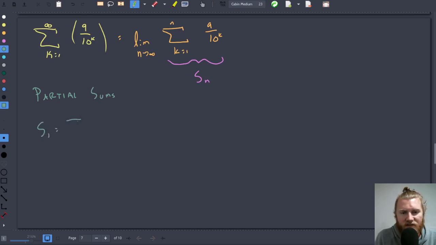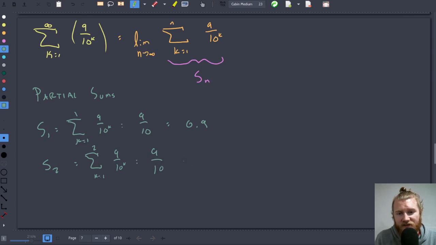S sub 1 is the sum from k equals 1 up to 1 of 9 over 10 to the k. That is just 9 over 10, or if you want, 0.9. But S sub 2 is going to be a sum from k equals 1 up to 2 of 9 over 10 to the k. And that's 9 over 10 plus 9 over 100, or 0.9 plus 0.09, which is 0.99.